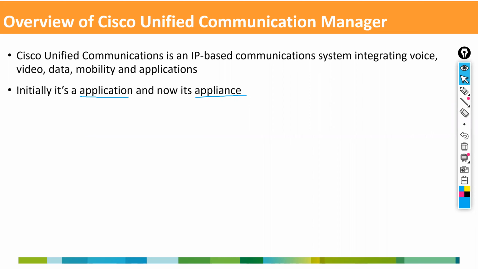So similarly, first you have to install the Windows Server operating system. On top of that, you have to install the CUCM. Now it's an appliance. For example, Windows 7 is an operating system.